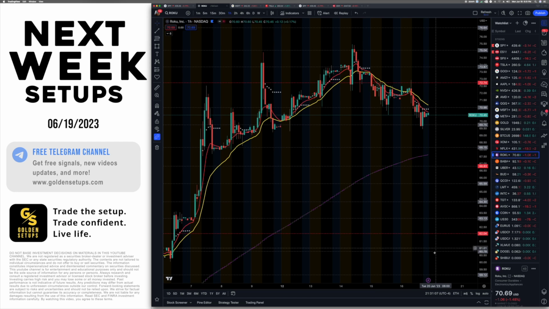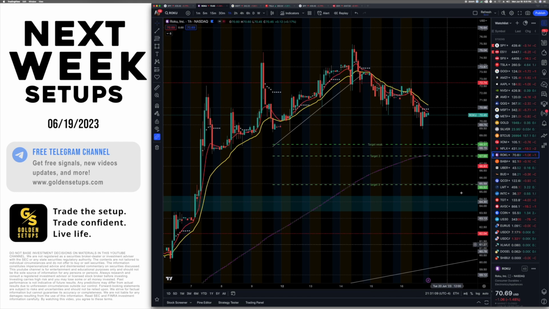All right, Roku, I did some levels for Roku. That's what all these lines are for. The red lines are my alpha lines. They're the strong, higher time frame levels, and then my gray levels are my beta lines. They're my lower time frame or closer to lower time frame levels. And so you can see that price has been holding up pretty well with these levels right now. This is based off of last week's video.